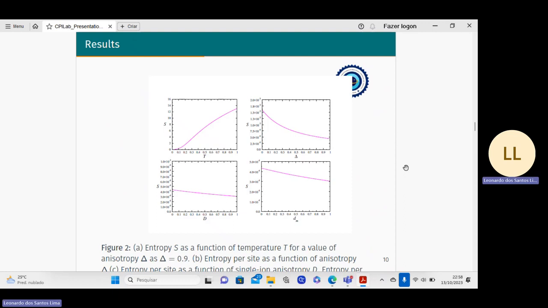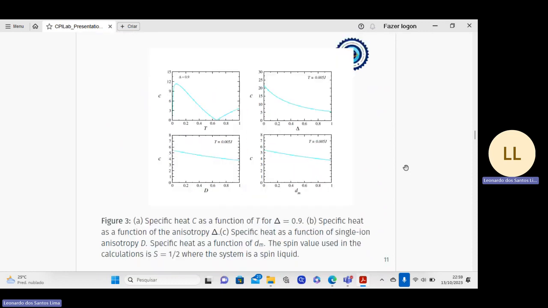In the figure, I have the behavior of the entropy of the system as a function of temperature and of different parameters of the system, such as the single-ion anisotropy, the Dzyaloshinskii-Moriya interaction, and the anisotropy of the model. We obtain a monotonic increasing behavior as a function of temperature for the entropy, and monotonic decreasing behavior for the entropy as a function of delta, D and DM.